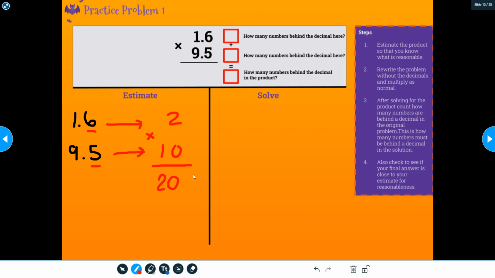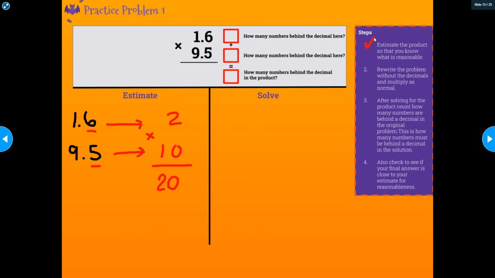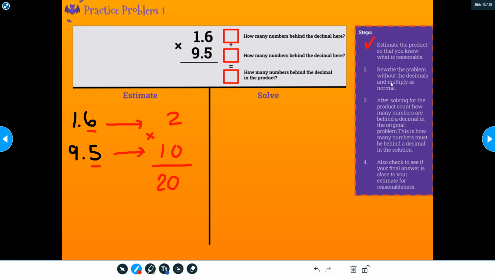And if it's not, then we probably did something wrong, either in our multiplication or maybe we didn't put the decimal in the right spot. So this is very helpful, and we need to make sure we're doing this every time. All right, so now we're going to actually solve. So we've done step 1. Step 2, rewrite the problem without the decimals and multiply as normal.